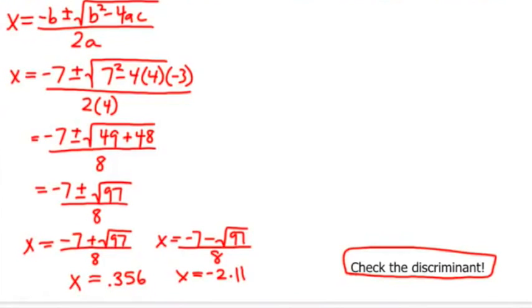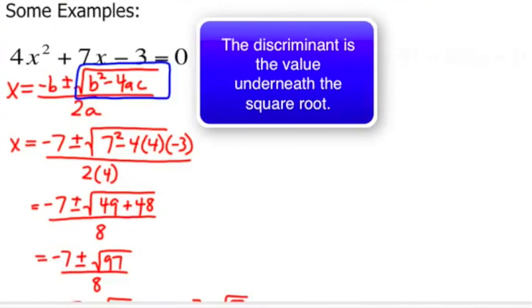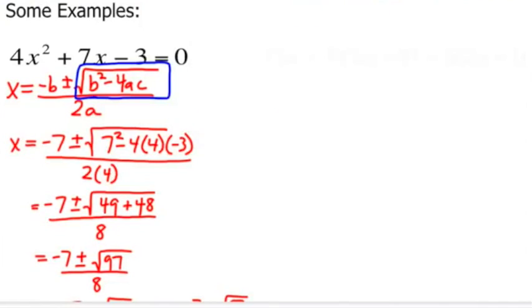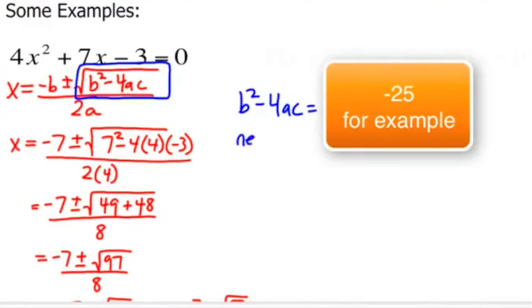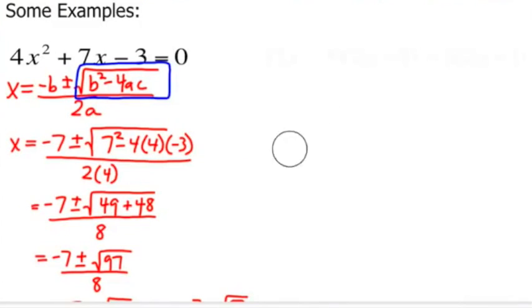So what does this mean, check the discriminant? Well, this term over here, b squared minus 4ac, that is known as the discriminant. It can tell you whether you will have two solutions, one solution, or no solutions. How will it have no solutions? If b squared minus 4ac equals a negative number, then you will have no real roots because you cannot take the square root of a negative value. That is why the discriminant is important. And here's another reason why it's important. Well, why don't we show you an example?